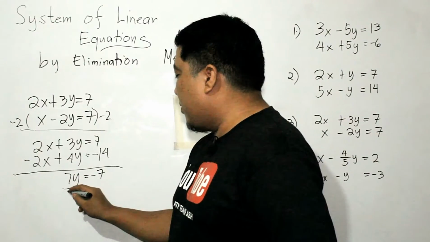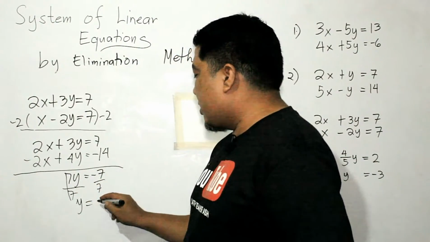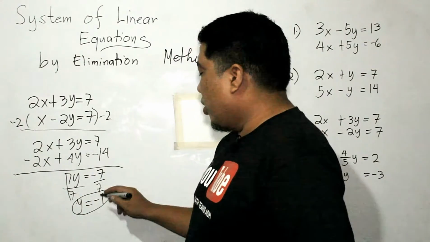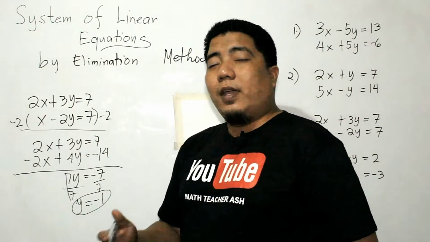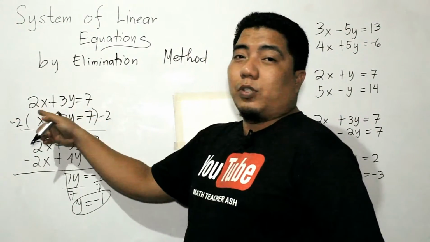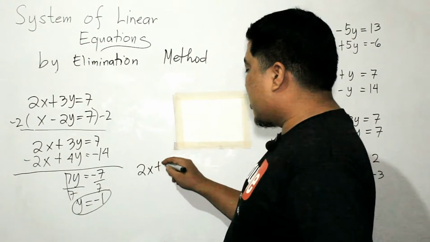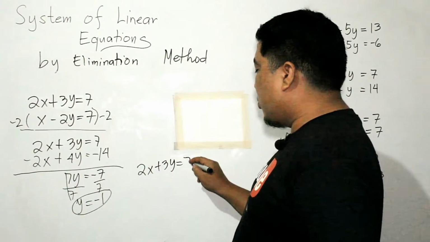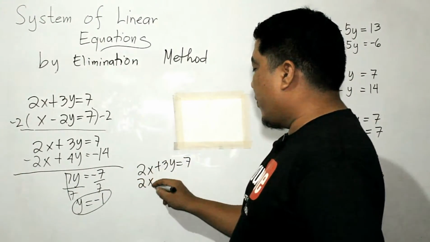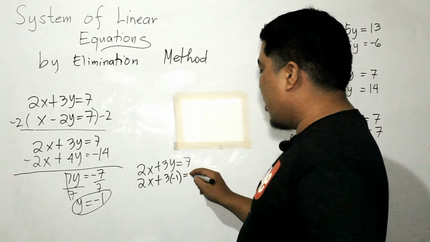And then we divide both sides by 7, and our y is equal to negative 1. So now we have the value of our y. Now let us solve for the value of x. How do we do that? Let's just use our first equation. So we have 2x plus 3y is equal to 7. Now we have y equal to negative 1.